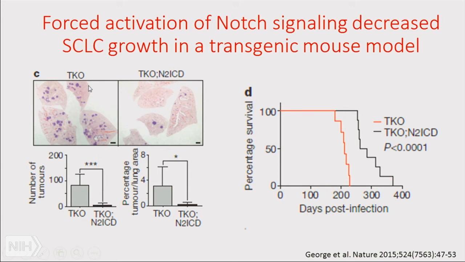And here it shows the transgenic mice with forced expression of the Notch 2 intracellular domain. As you can see, there is a decreased number of small cell lung cancers in the lungs of these mice when Notch 2 ICD is overexpressed. Here is the quantitative data: the number and volume of the tumors decreased. On the right-hand side is the survival curve, and forced expression of the Notch 2 intracellular domain extended the survival of these mice. So again, it supports that inactivation of Notch signaling plays a very important role in the carcinogenesis of small cell lung cancer.